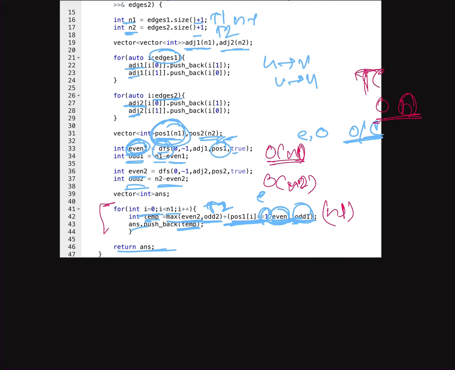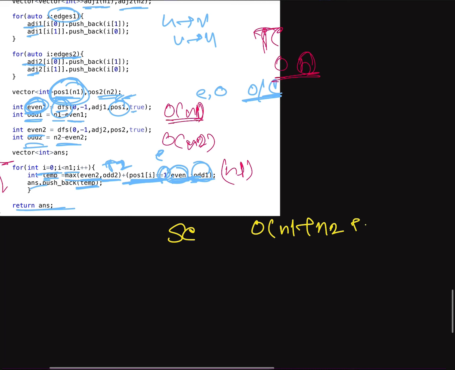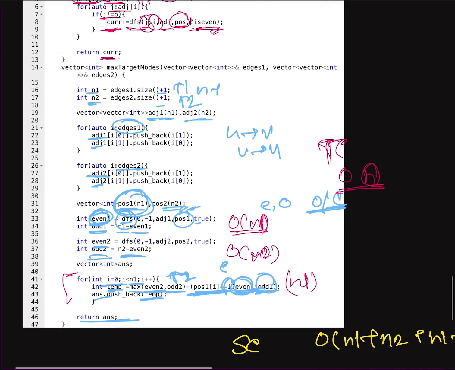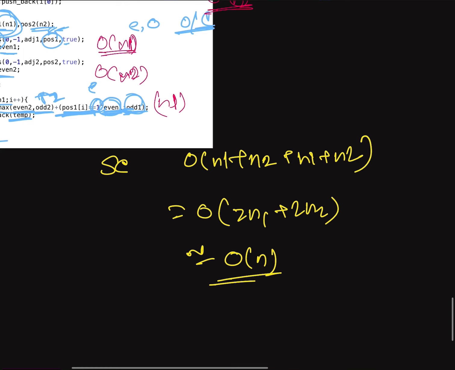Time complexity is clear. And for space complexity, we have taken the adjacency vector, that will be n1 plus n2, and any other things we are taking, position 1, position 2, again it will be n1 plus n2. Any other thing we are taking? The answer vector we have to return, so that should not be counted. Any other thing, no. So the space complexity will be big O of 2n1 plus 2n2. This will be again linear, big O of n. Got it? Space and time complexity clear.